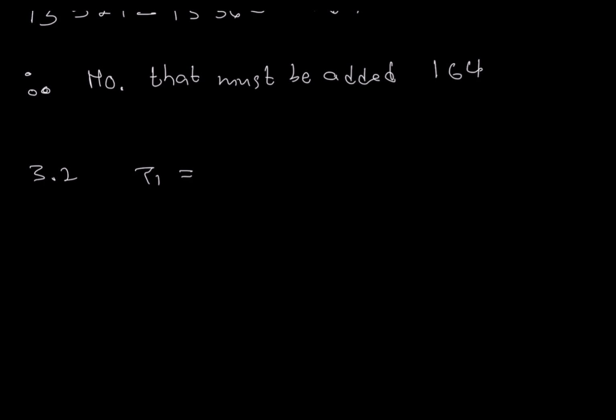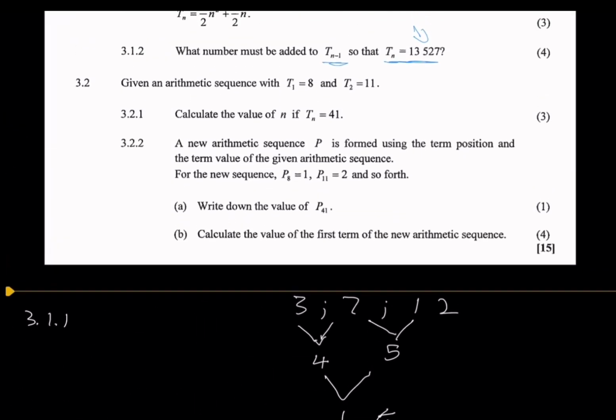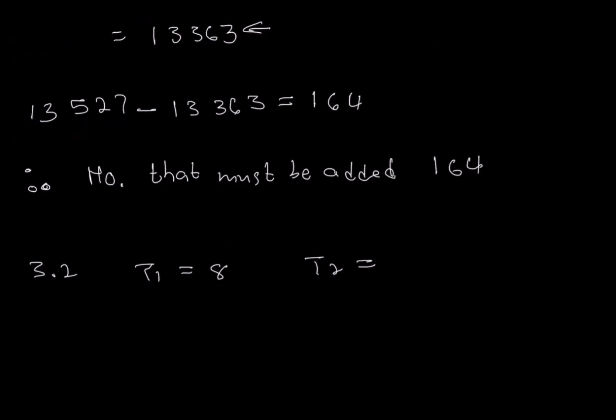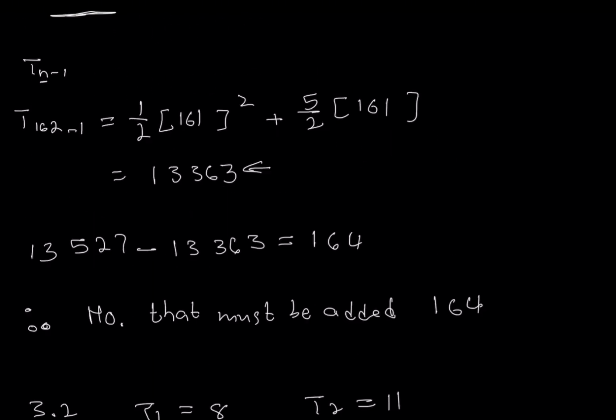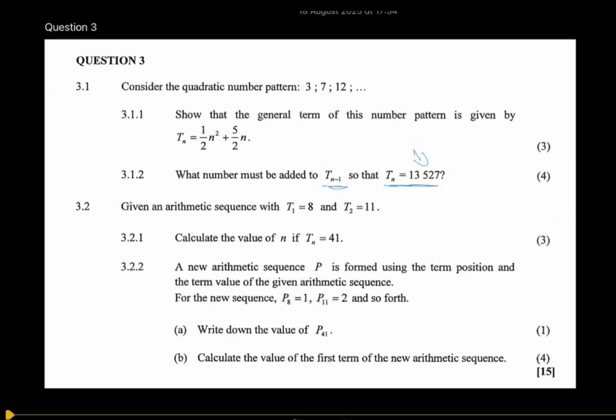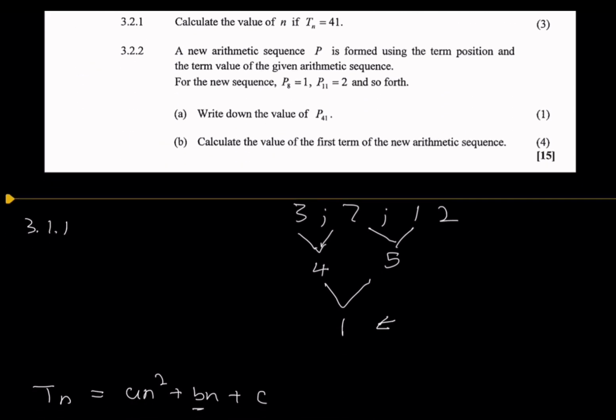T1 is equal to 8. T2 is equal to 11. Yes, 11. This is what we have. The question says, calculate the value of n if Tn is equal to 41. It's simple.